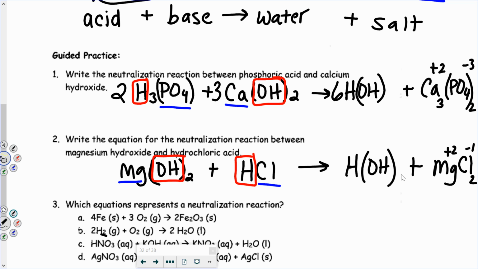All right, now we have to balance. We're going to start by balancing the salt first. So I've got 1 magnesium on this side, I have 1 on this side, so that's good.